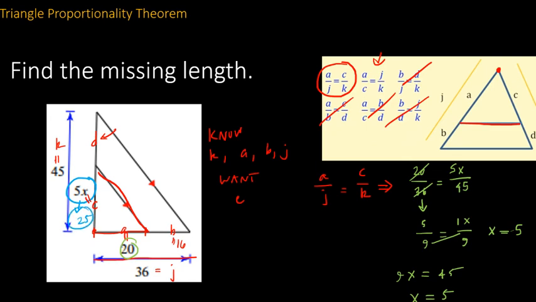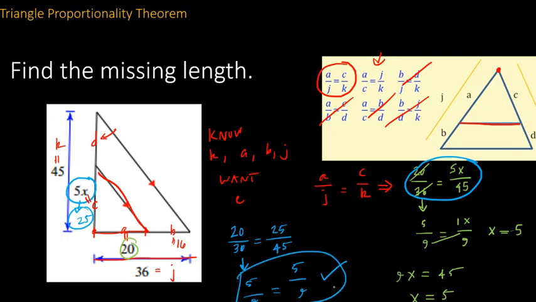So let's double check what's happening here. I'm just going to replace my 5x here. So I'm going to rewrite this. I had 20 over 36 equals 5x over 45. If x equals 5, I'm just going to replace that with 25 to double check my answer. Once again, I'm going to simplify. 20 divided by 4 is 5. 36 divided by 4 is 9. 25 divided by 5 is 5. 45 divided by 5 is 9. So I did get that 5 ninths equals 5 ninths, so the proportion did hold here.